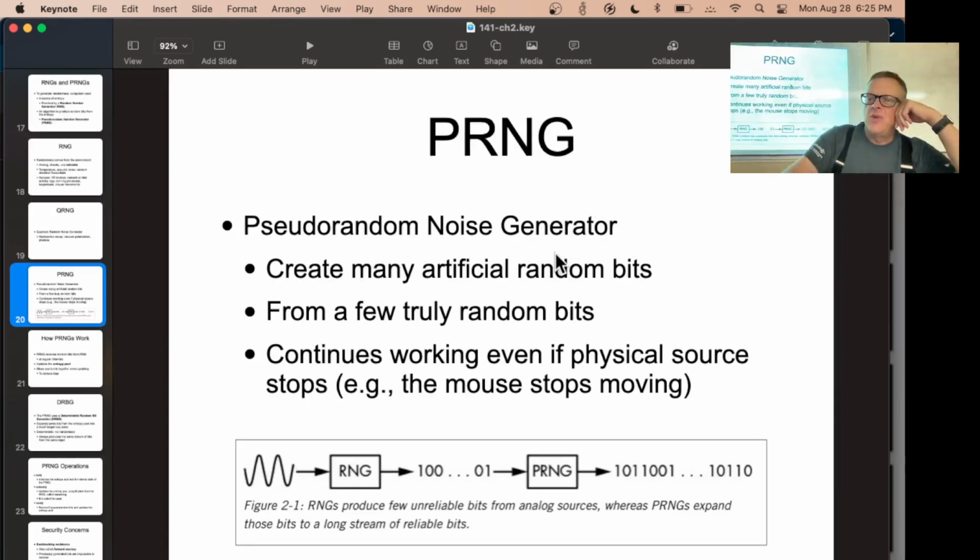So a pseudo-random noise generator will take a real random noise generator that gives you a small number of bits, and it will then run them through a mathematical equation to make more bits out of it. So these will appear to be random, although they really are depending on a smaller number of bits coming in.